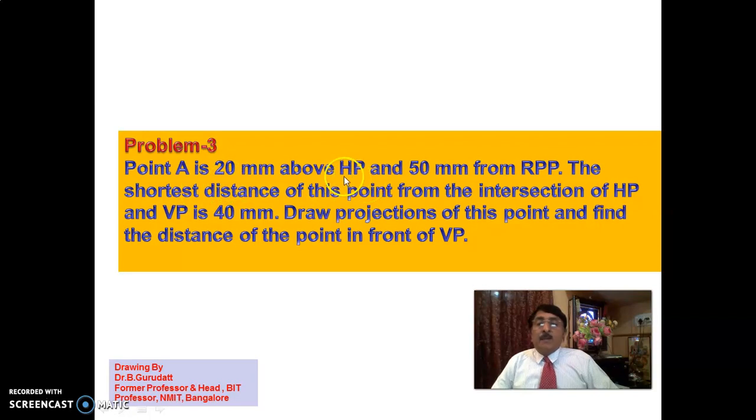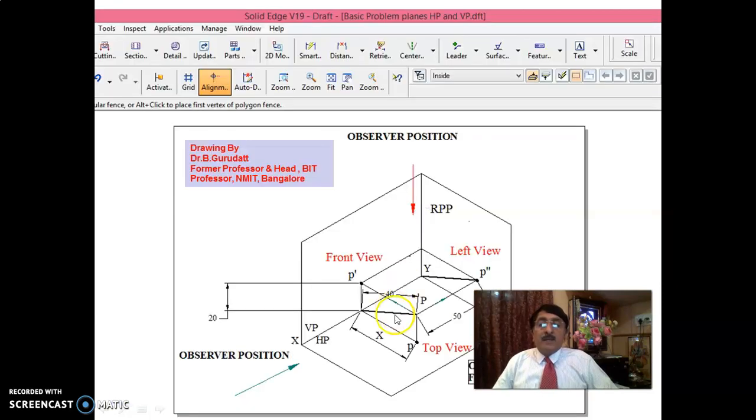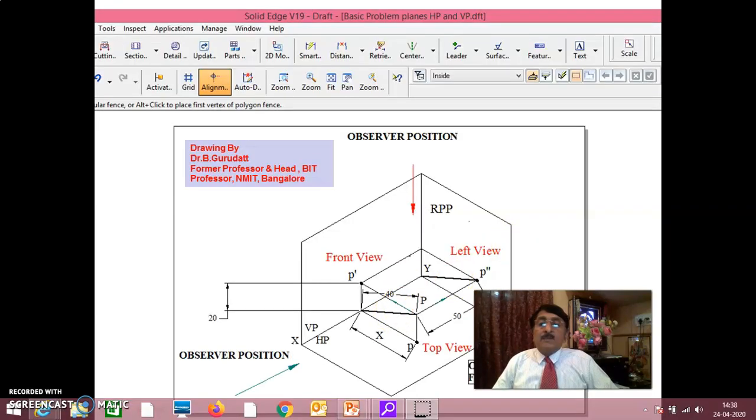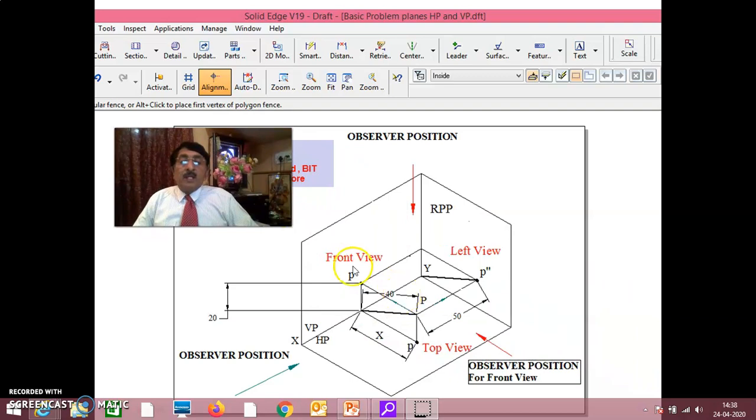You just see. Point A is 20 mm above HP. That means this 20 mm above HP anyway is projected on VP. Now you see here. First, you understand the concept here. VP is this. HP is this. RPP is this. And the point is here. It is actually 20 mm above HP.